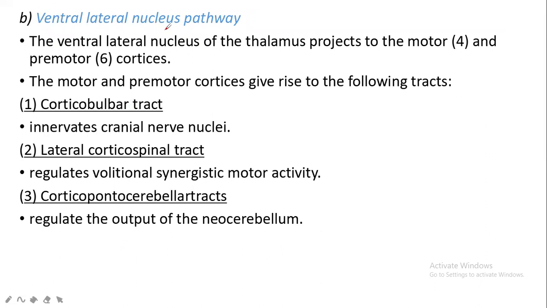And this is the ventrolateral nucleus of the thalamus, which projects to the primary motor area and the premotor area, area number 6. The primary motor and the premotor areas then give rise to fibers that descend, which are the corticobulbar tracts, which innervate the cranial nerves, and the lateral corticospinal tracts, which innervate the distal muscles for voluntary movements. And here we have the corticopontocerebellar tracts that regulate the output of the neocerebellum.